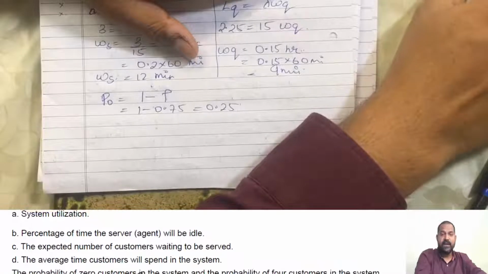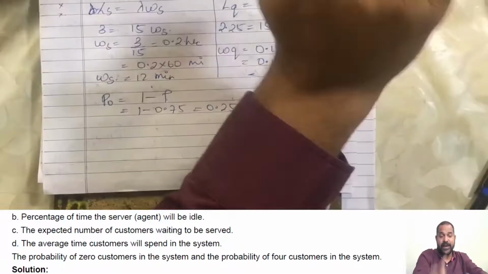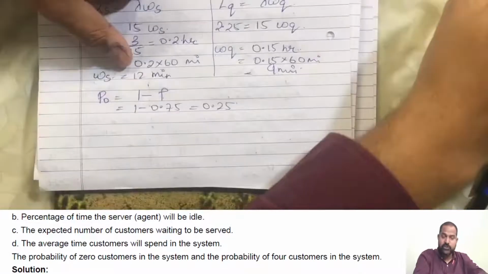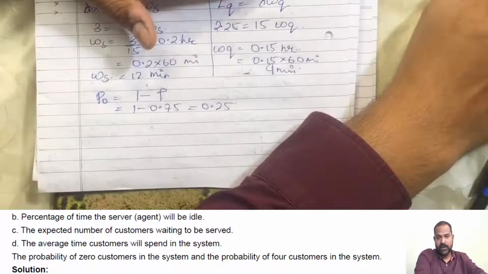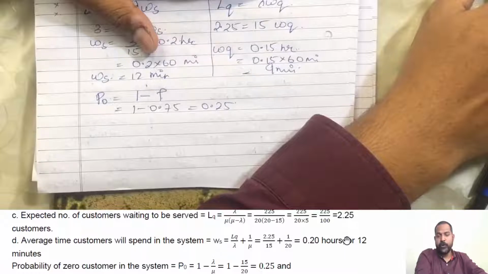Next, D. Average time a customer will spend in the system. So you're basically asking me the time spent in the system. So WS is what you're asking me. According to me, WS is 12 minutes. Let's see what their answer is. Their answer is WS is 0.20 hour, which is 12 minutes.